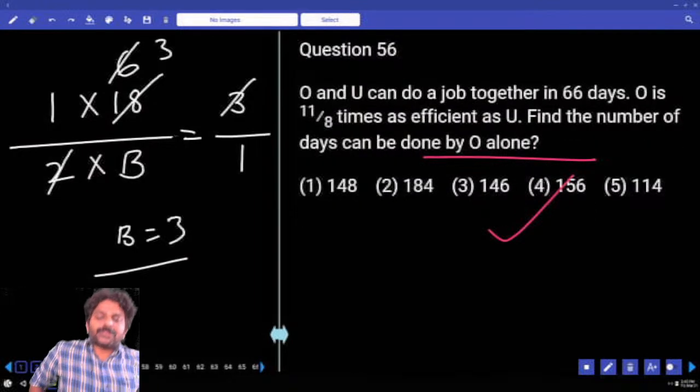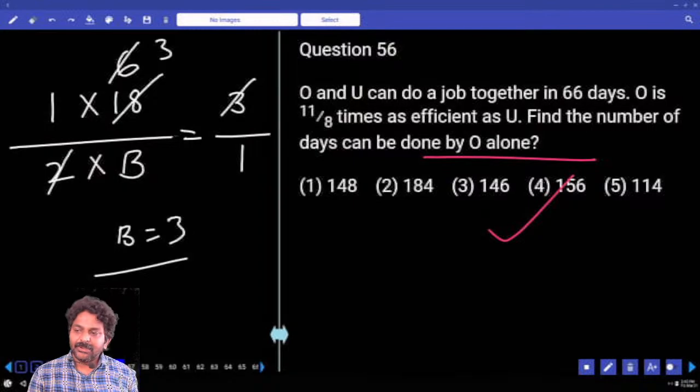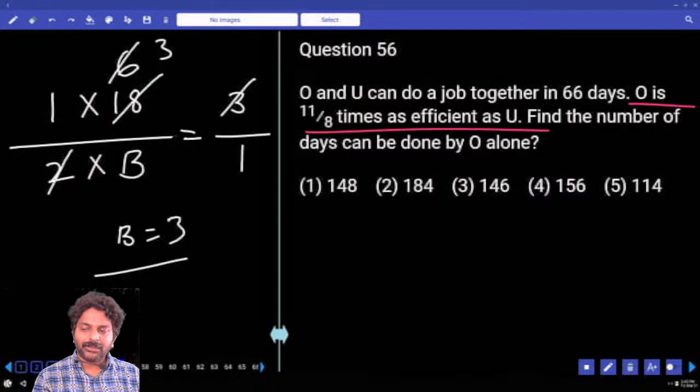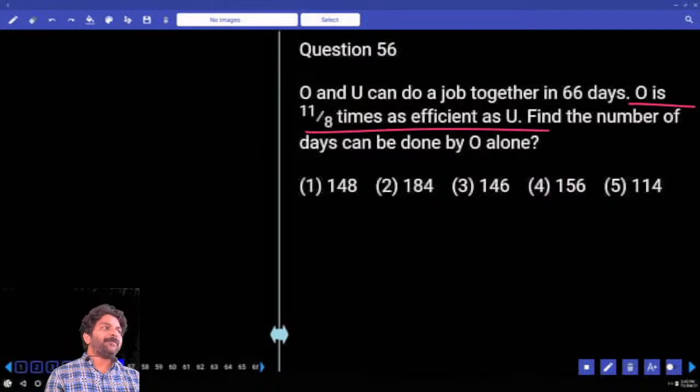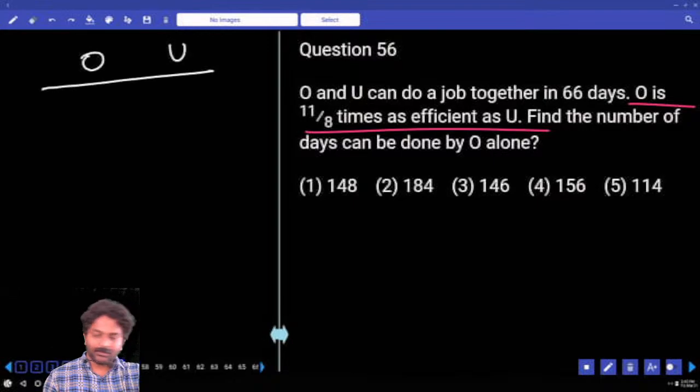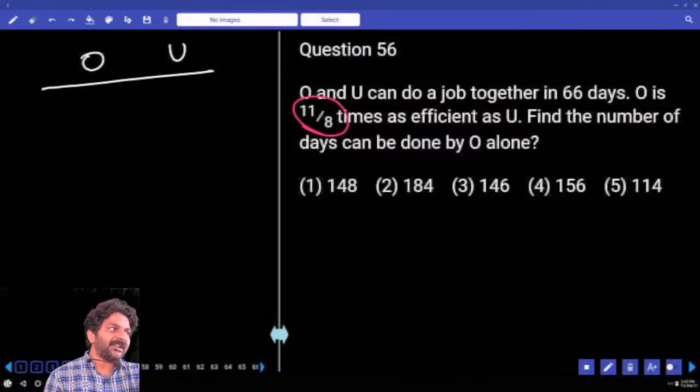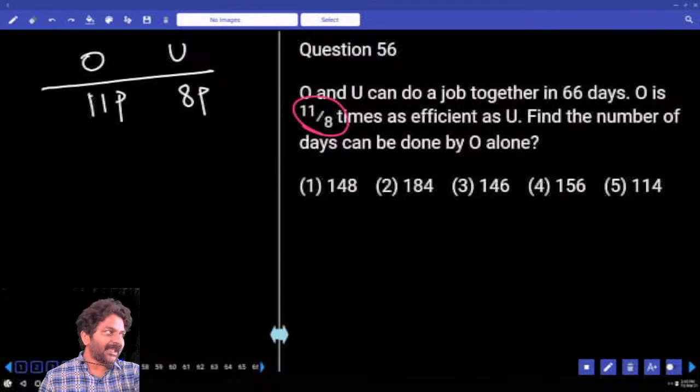O and U can do a job together in 66 days. O is 11 by 8 times as efficient as U. So now, out of these two, does O depend on U or U depend on O? O depends on U. Whenever there is a fraction, I told you to start with the denominator. What is the denominator? 8. As O depends on U, I'll start U as 8 parts. Then O is 11 parts. Both together 19 parts. Correct?